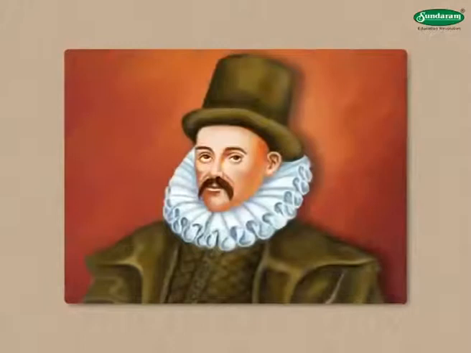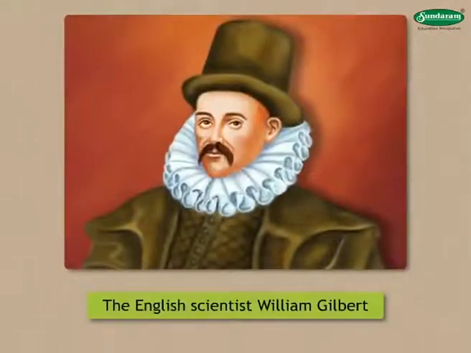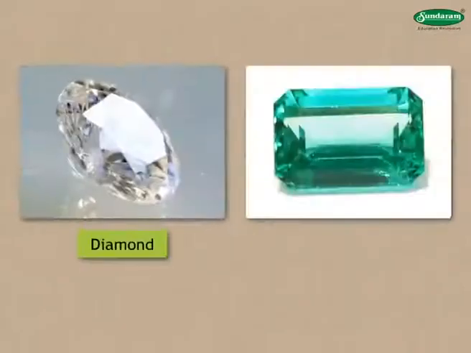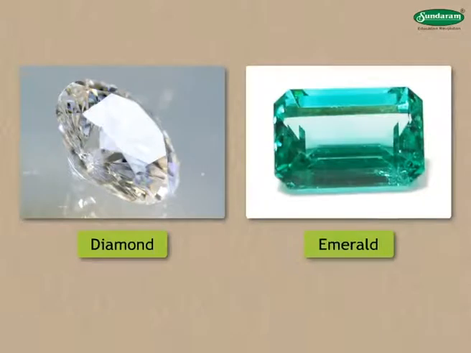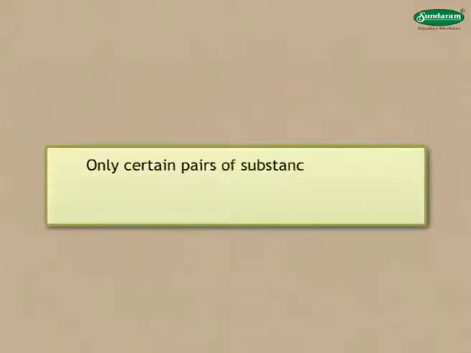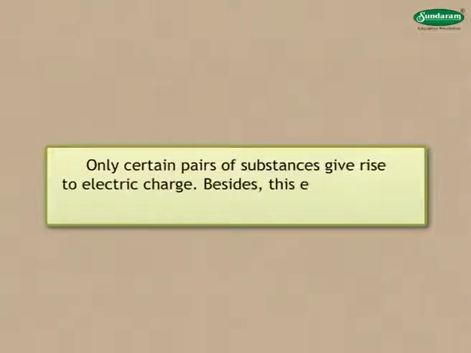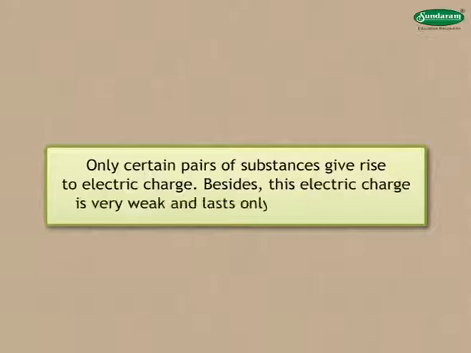Later, in the 16th century, the English scientist William Gilbert conducted many experiments with diamond, emerald, and other gemstones. However, only certain pairs of substances give rise to electric charge. Besides, this electric charge is very weak and lasts only for a short time.